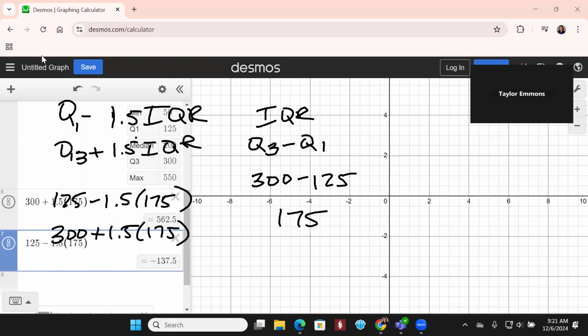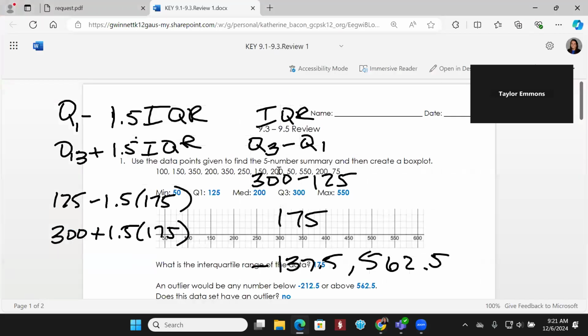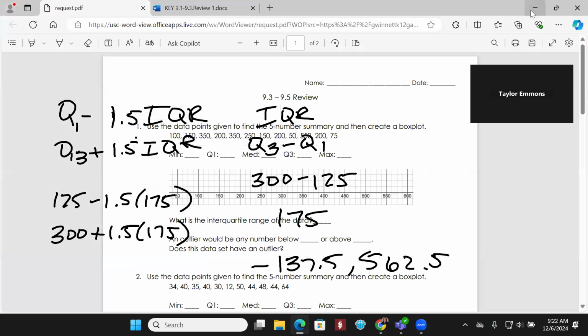Your bounds are negative 137.5 and 562.5. Are there any numbers in our list that are outside of those bounds? Is there any number that's lower than negative 137 or higher than 562? No, so there's no outliers. Did I do this number wrong? I don't think so.